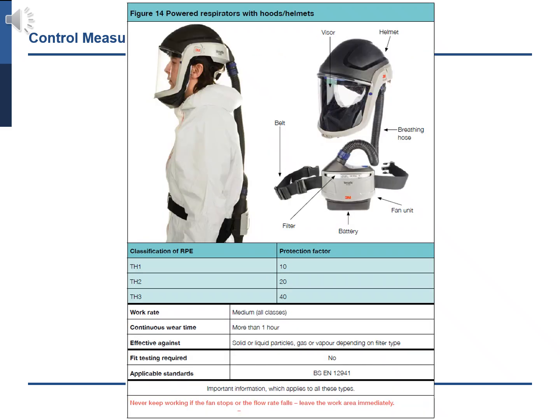Powered respirators with hoods/helmets, usage guidelines. Classification and protection factor. TH1, protection factor of 10. TH2, protection factor of 20. TH3, protection factor of 40. Work rate, suitable for medium work rates across all classes. Continuous wear time, recommended for more than 1 hour.